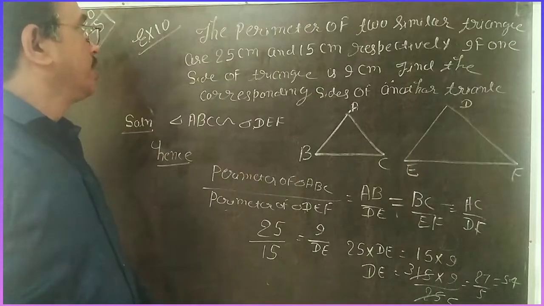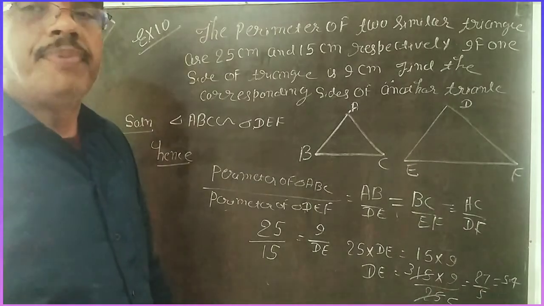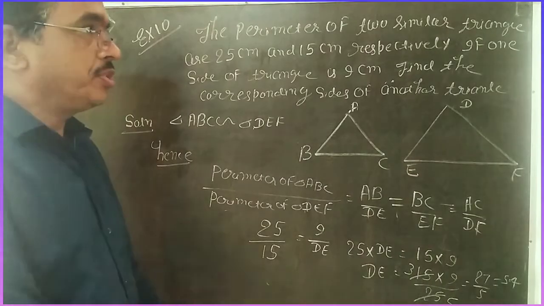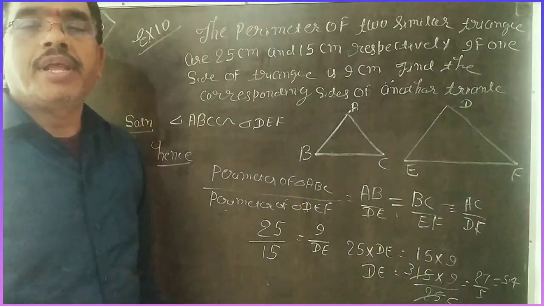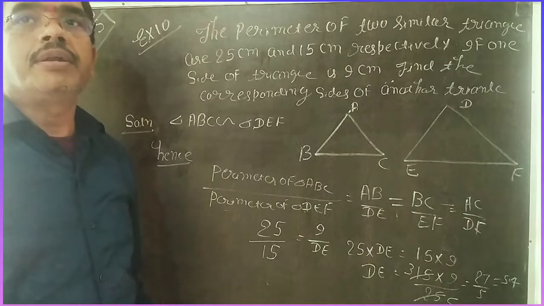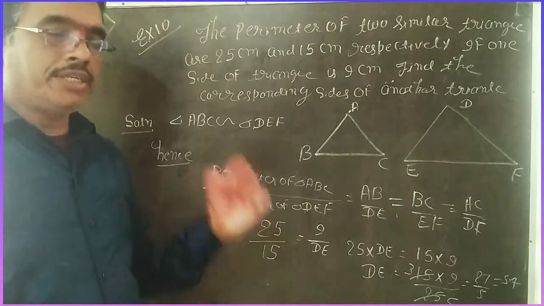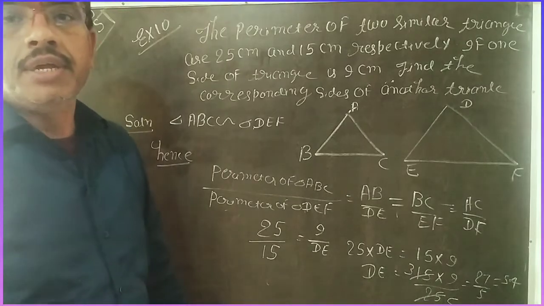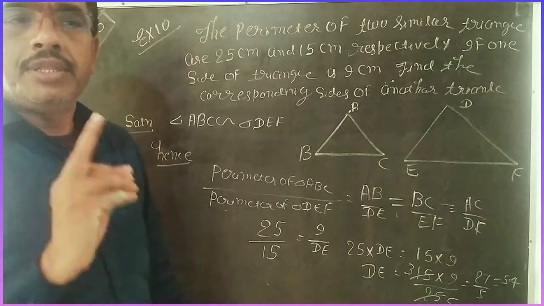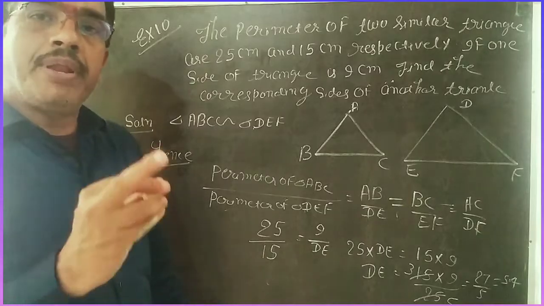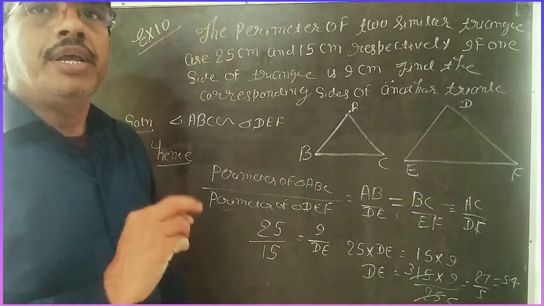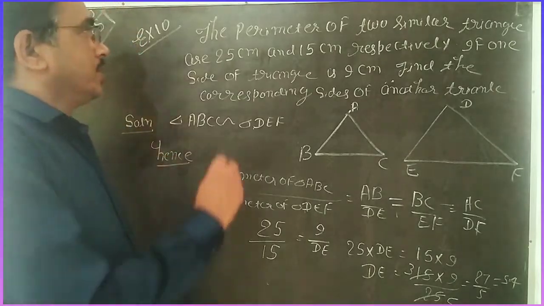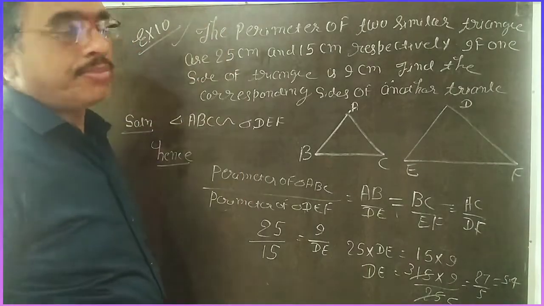Now see example 10 on the basis of the perimeter theorem. Dear student, before this question I discussed that if two triangles are similar, then the ratio of their perimeters is equal to the ratio of their corresponding sides. What is the condition? If two triangles are similar, then the ratio of the perimeters of the two triangles is equal to the ratio of their corresponding sides. So here are some examples on the basis of this theorem.